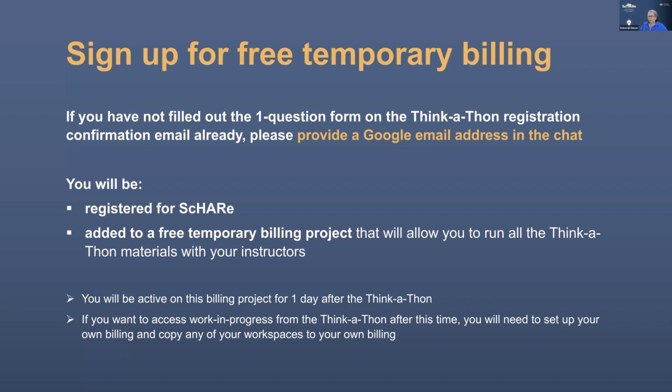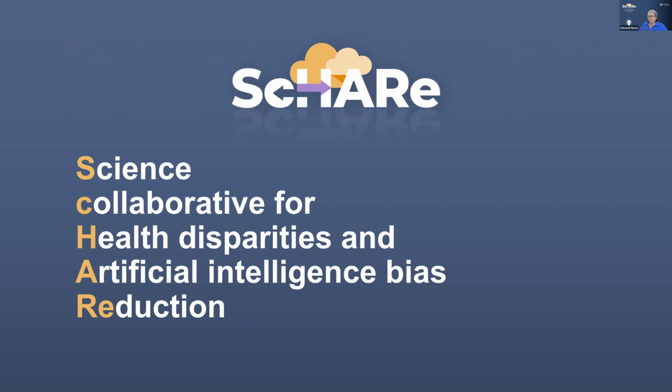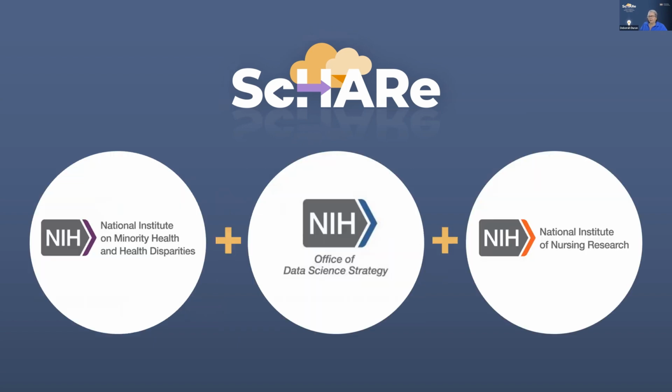Okay, next. So ScHARe is the Science Collaborative for Health Disparities and Artificial Intelligence Bias Reduction. It is a new cloud platform with Google as the background and Terra as our interface. Next. It's a collaborative effort between the National Institute of Minority Health and Health Disparities, the Office of Data Science and Strategies, and the National Institute of Nursing Research.